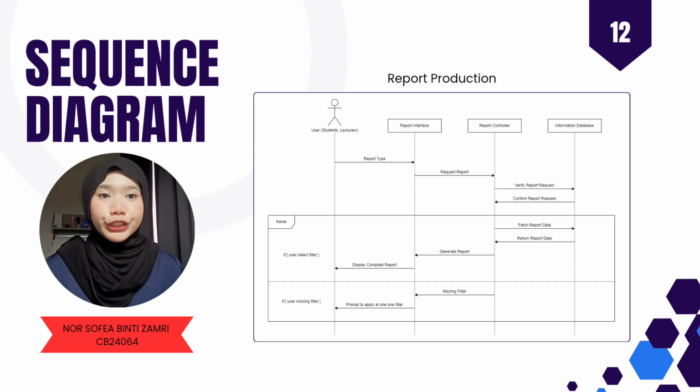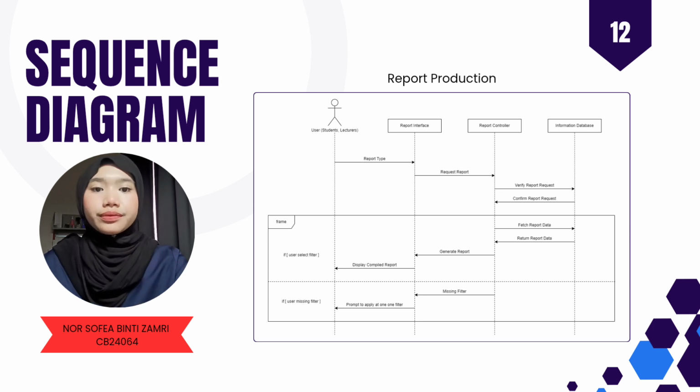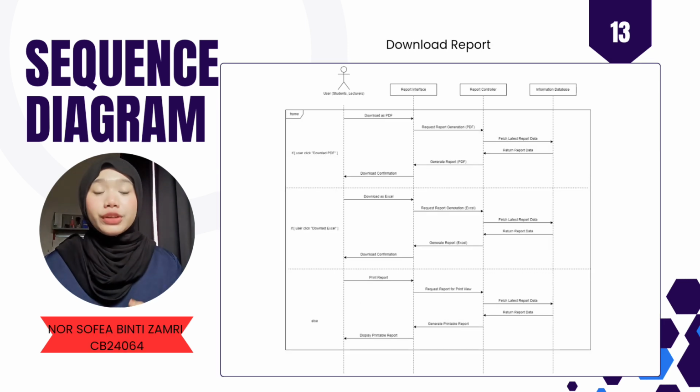The users can choose the type of reports and apply filters. The system fetches data and generates the reports. Reports can be exported to PDF or Excel, and access is restricted based on user roles. Once reports are generated, users can download or print them. The system ensures only authorized users can access and download specific reports.